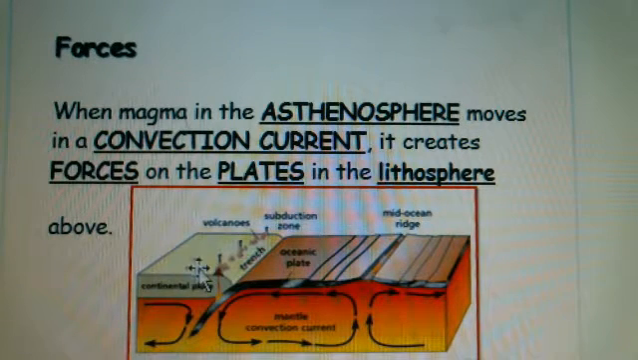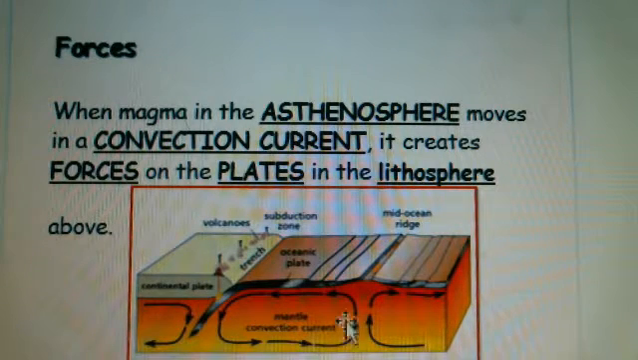Remember that we have the crust on the outside surface of the Earth, and that crust is broken up into sections called plates. And below the crust we have the mantle, and the mantle heats up, and the material is flexible enough, like Play-Doh or silly putty, that it can flow in a current. And so the hot mantle rises, and as it cools, it's going to sink back down and make a circular pattern called a convection current.